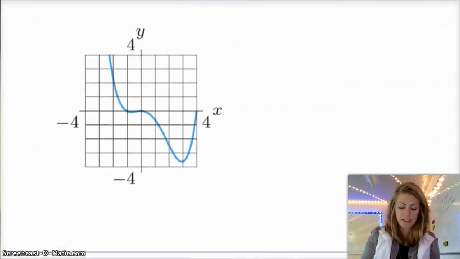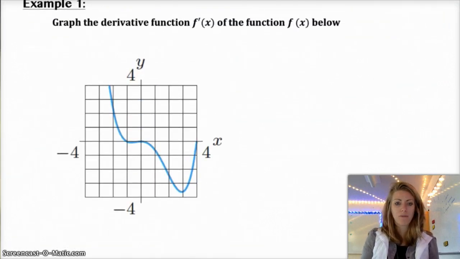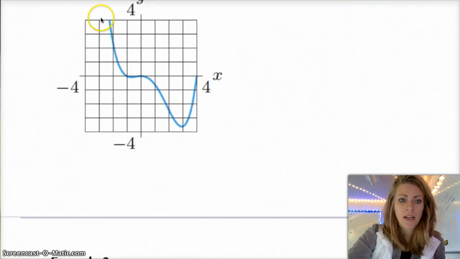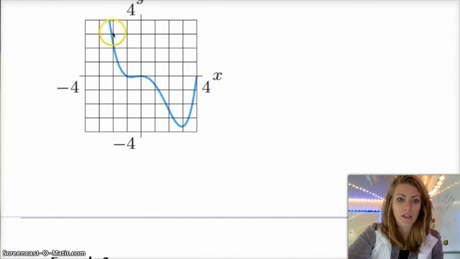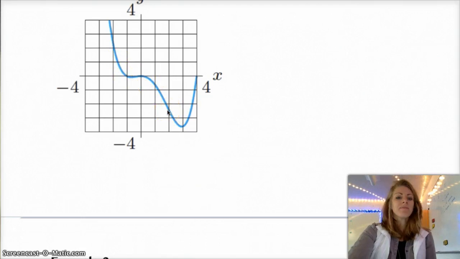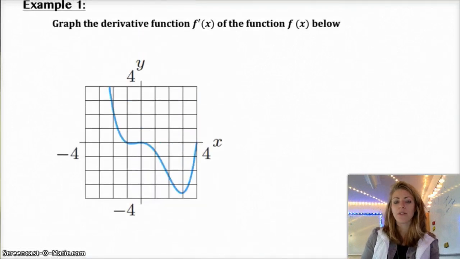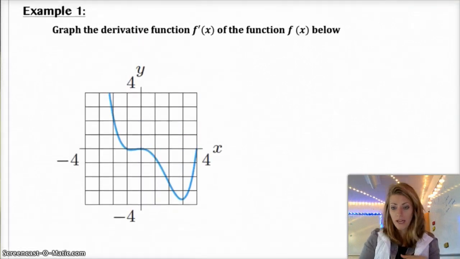So if we're looking at this example, graph the derivative function f prime of x of the function f of x below. If you notice, the slope changes at every single point. The slope here is different than the slope here, and it's different from the slope here, and here, and here. And so to graph the derivative function, you want to pick points on the graph and find the approximate slope at those points. I think it'll make more sense if we work through one together.